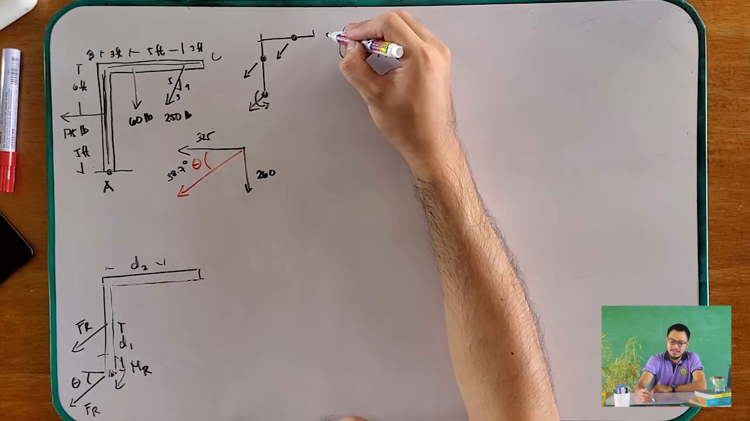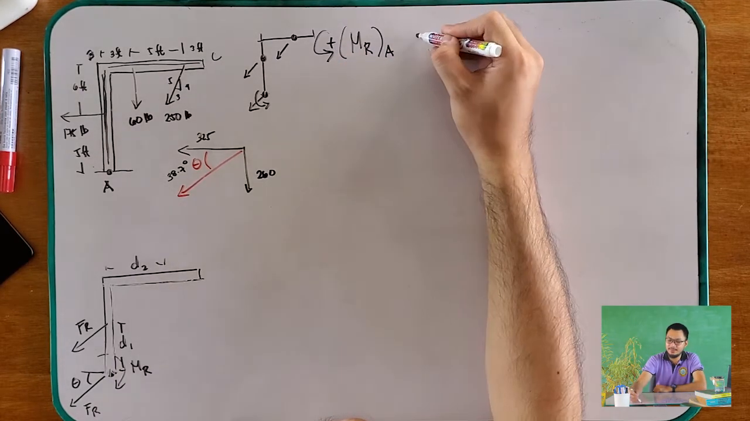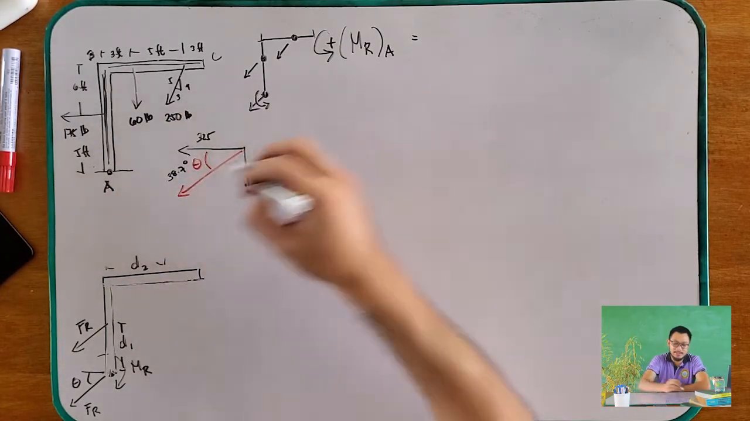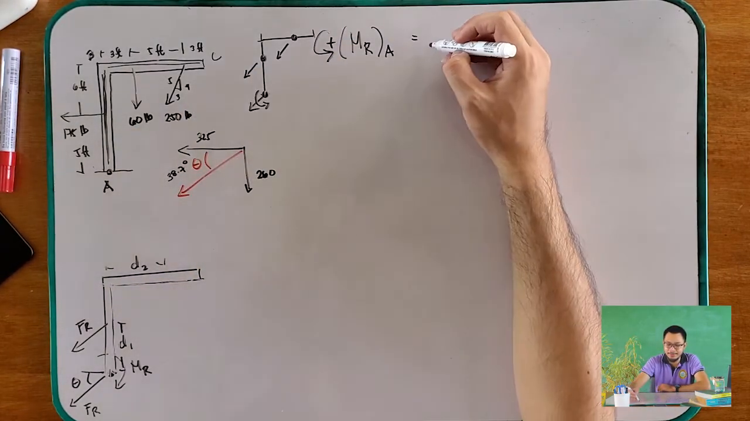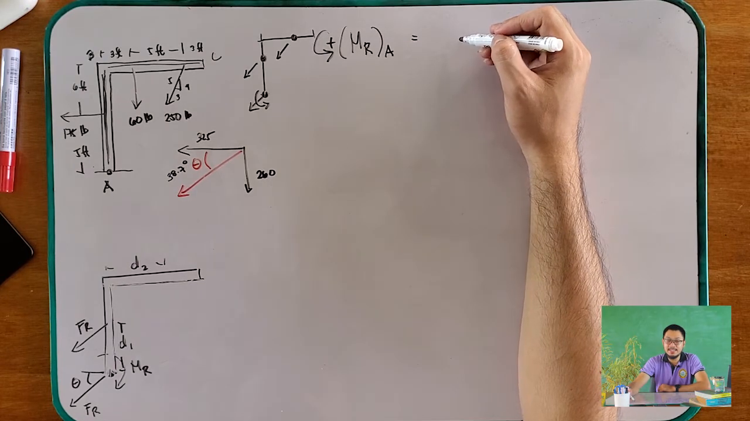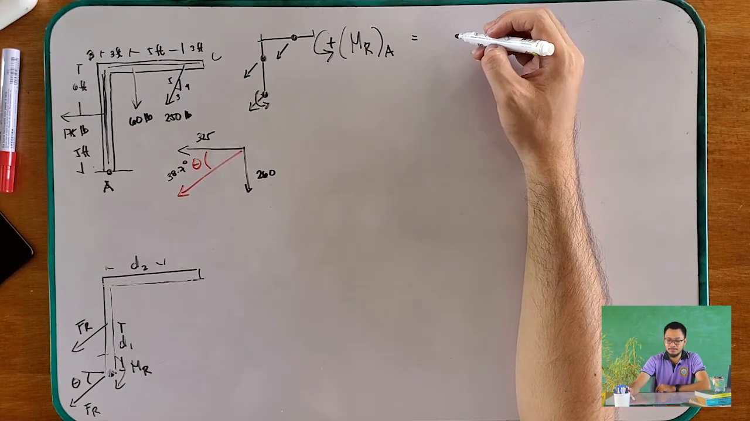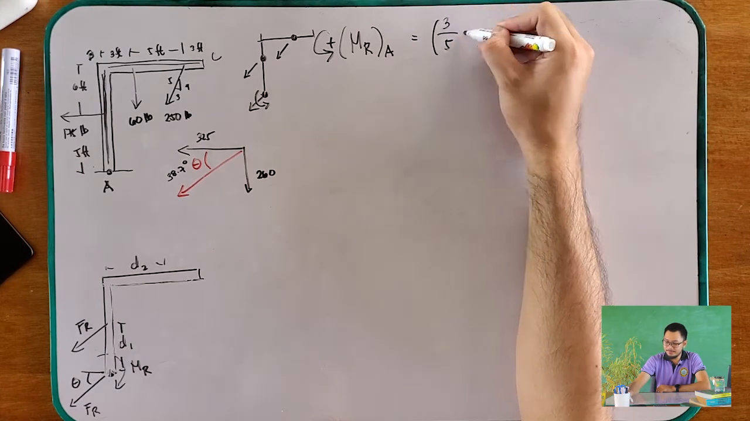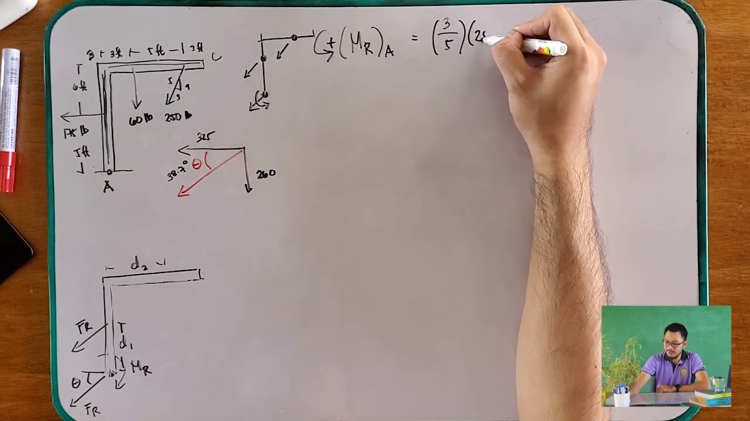Assuming that the direction counterclockwise is positive, the moment at point A equals... Okay, moments. This is your point A. Let's take the 250 again. First is the x component of our 250, that is 3/5 times 250.